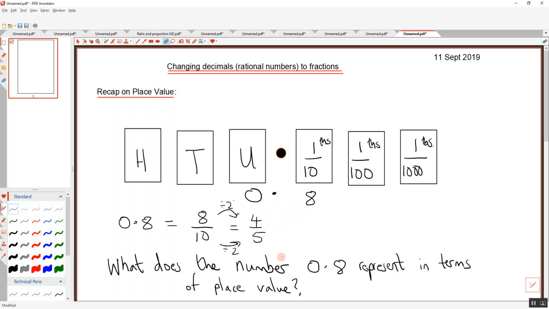What I want you to try is this one, 0.04. We've got 0 units, 0 in the tenths column, which is good, and 4 lots of hundredths. So there's our number. How am I going to write 0.04 as a fraction? It's going to be 4 over what? Not 10, but 4 over 100, because it's underneath the hundredths column.